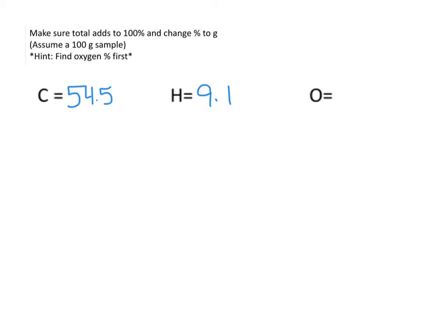The first step is to make sure that the total adds up to 100, and because we're going to assume that we have a 100-gram sample, we're going to basically just change our percentage signs to the gram symbol. So we had 54.5% carbon, so we're going to change that to 54.5 grams. That means we have 9.1 grams of hydrogen, and if we subtract both of those values from 100, then we should see that we have 36.4 grams left over, which would correspond to oxygen.